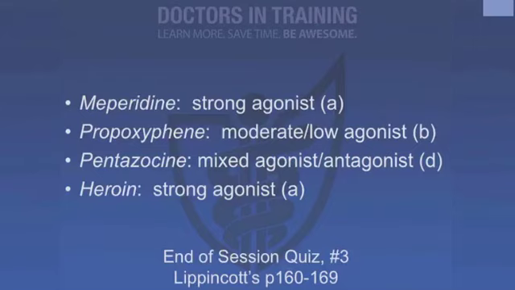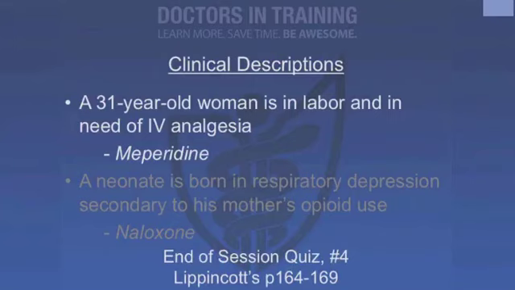Pentazocine is a mixed agonist-antagonist. And then heroin is a strong agonist. Next question. Match the following clinical descriptions with the most appropriate therapeutic agent. We're going to choose from meperidine, methadone, tramadol, and naloxone. So A, a 31-year-old woman is in labor, in need of IV analgesia. Probably going to reach for meperidine for this patient.